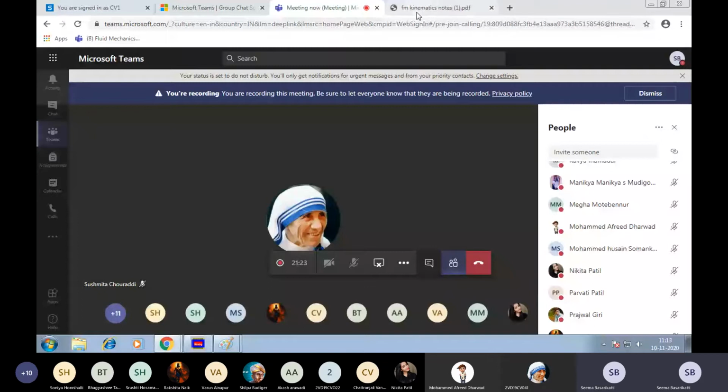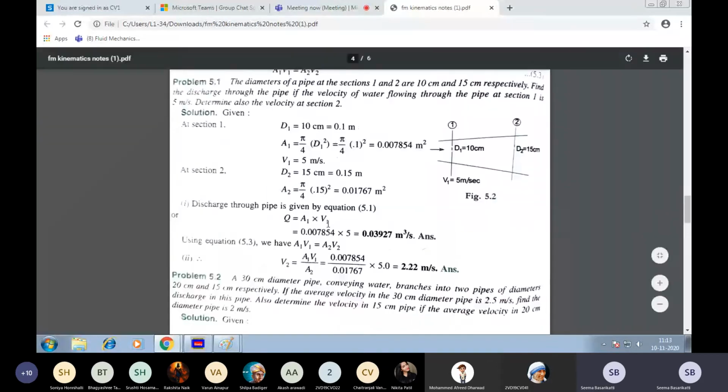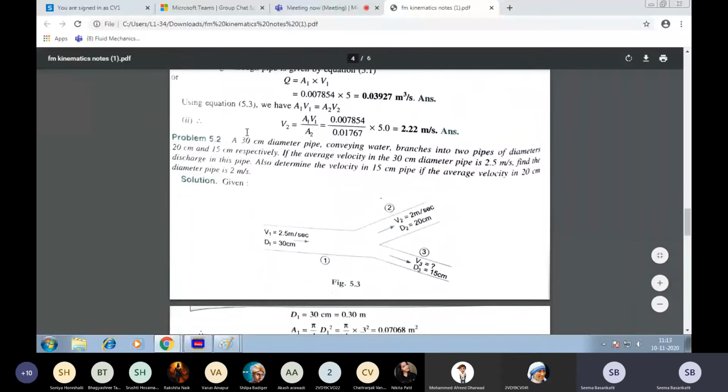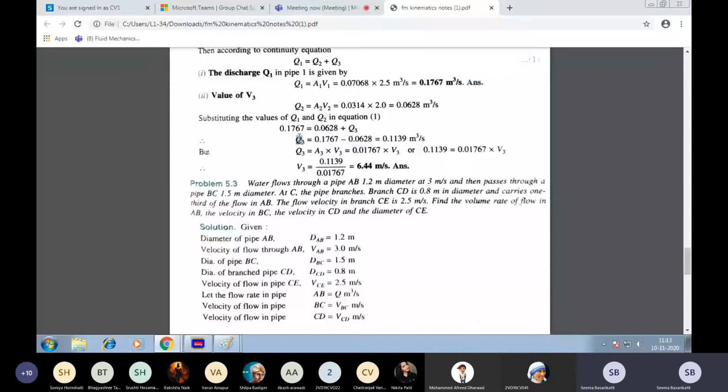Later on, we derived this equation, and you have solved some problems based on this concept. This was the first problem, and this is the second one, where the velocity we have identified is 6.44. Now why is it necessary to identify the velocity? Discharge will give you the requirement of the water, but why is it necessary to check the velocity? What is the role of the velocity in distribution of the water in the pipe?